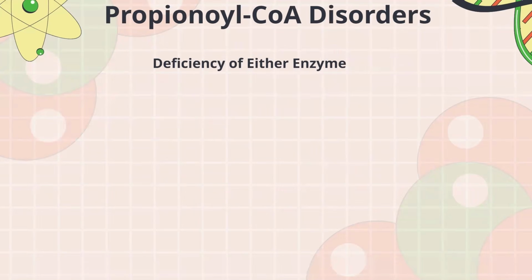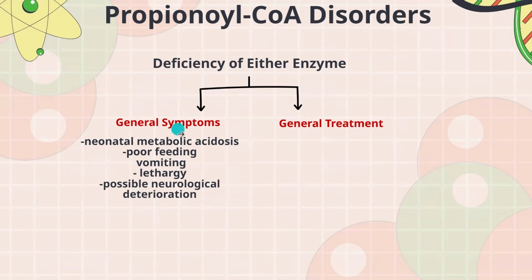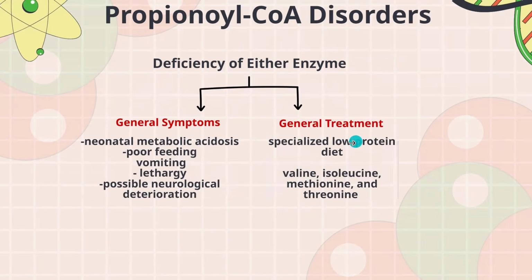Now, deficiency of either enzyme is basically going to cause two things, okay? So here you're going to have general symptoms and you're going to have general treatment. The general symptoms here are neonatal metabolic acidosis, poor feeding, vomiting, lethargy, and possible neurological deterioration, while treatment here is a specialized low-protein diet limiting valine, isoleucine, methionine, and threonine, okay?